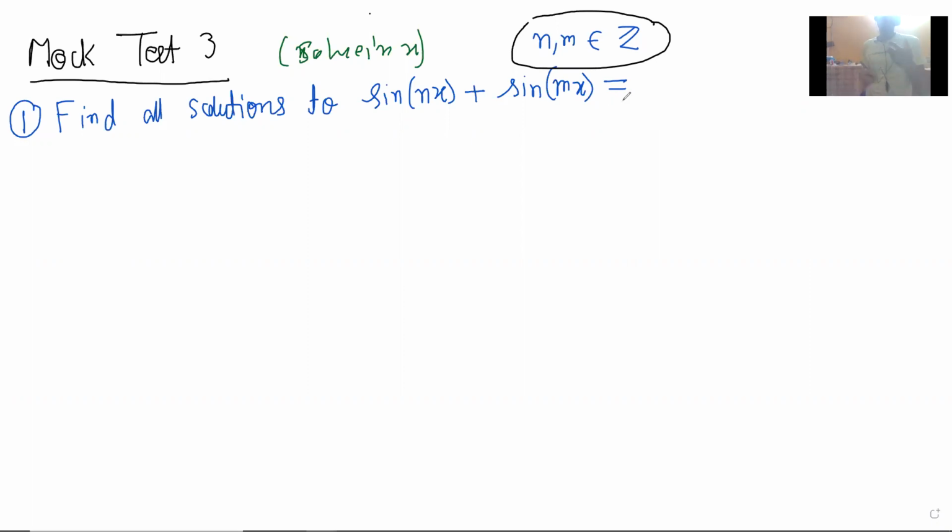Yes, but we want the solution in terms of n and m. Like for an arbitrary n and m, can you find what x's will satisfy this? Can you find a formula for those x's in terms of n and m? Right, and that seems to be hard or maybe impossible.